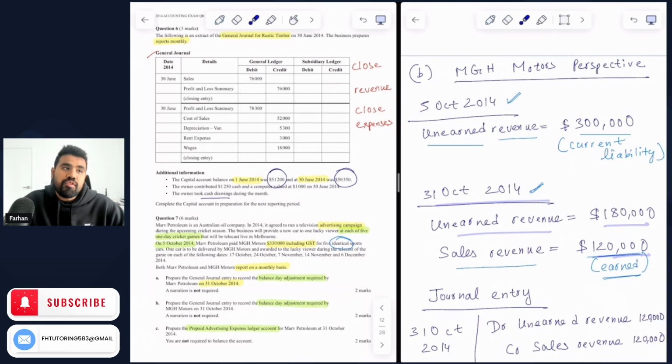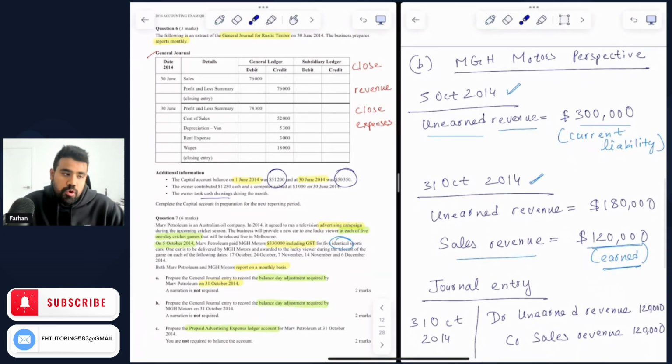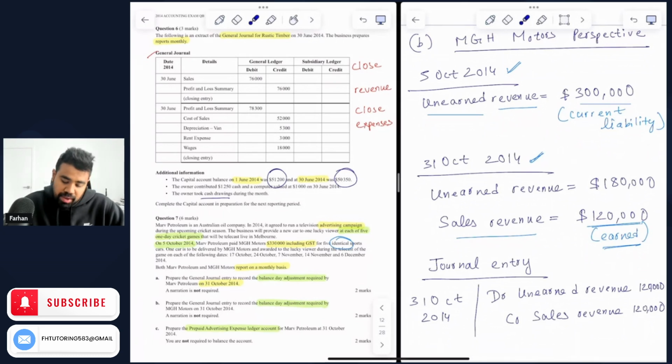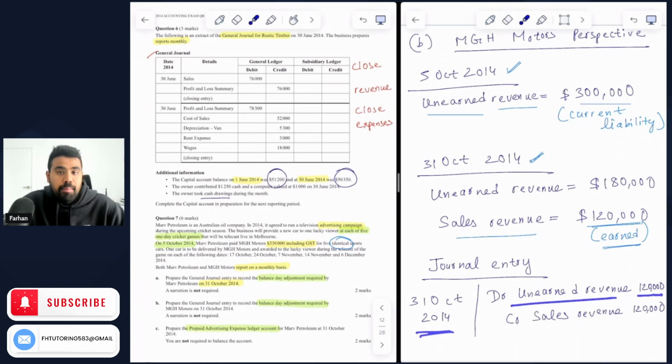Okay. So from the perspective of MGH Motors, if we were to do the balance day adjustments at 31 October, we first debit unearned sales revenue by $120,000. So when we debit unearned sales revenue by $120,000, we are saying that we are reducing our obligation, our current liability, and when liabilities go down, we debit them. So we debit unearned revenue by $120,000.